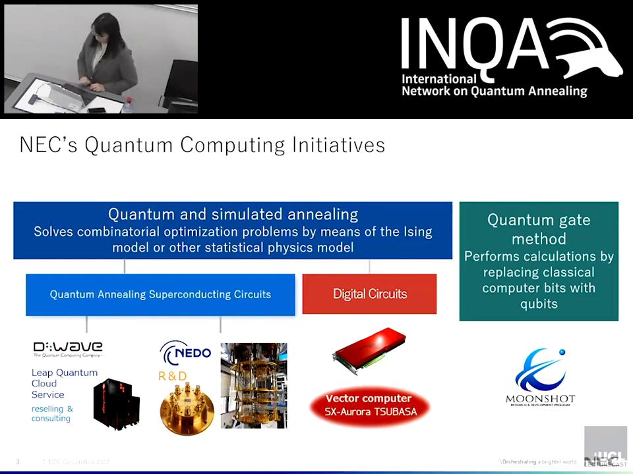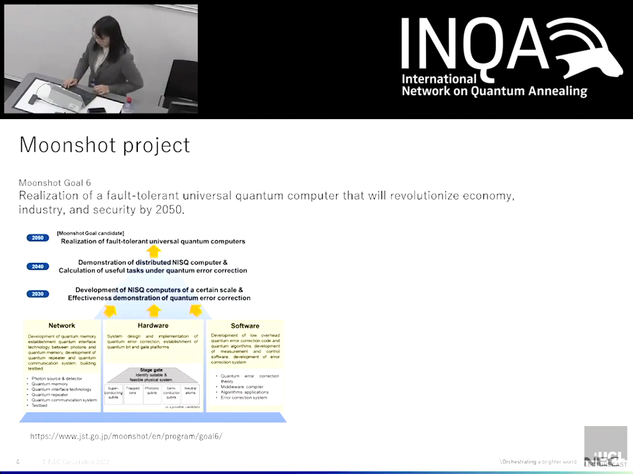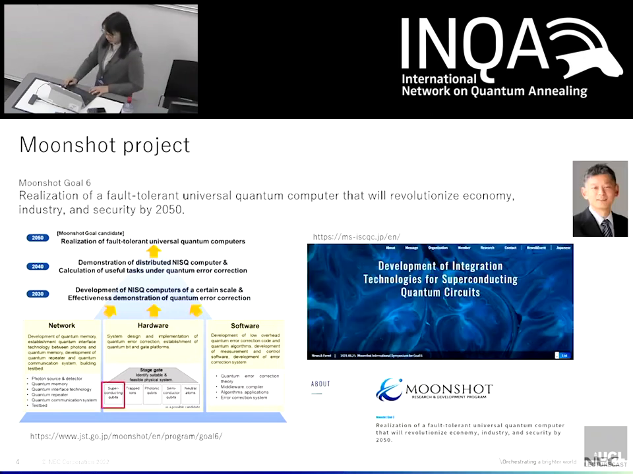Before I start talking about the annealing machine, I'd like to introduce this project shortly. In Japan, a national project called Moonshot project is running. This project targets to realize a fault-tolerant quantum computer. In this project, various hardware categories are being developed in parallel, and superconducting system is one of them. The project manager of the superconducting quantum circuit group is Tsuyoshi Yamamoto from NEC Corporation.